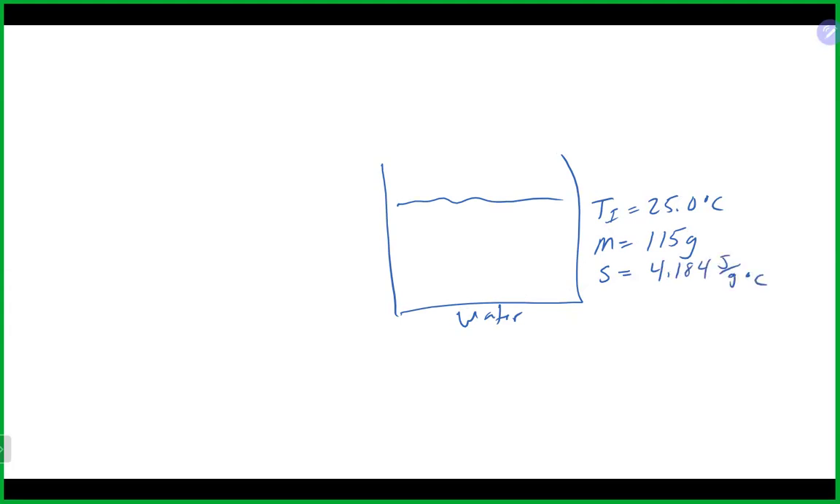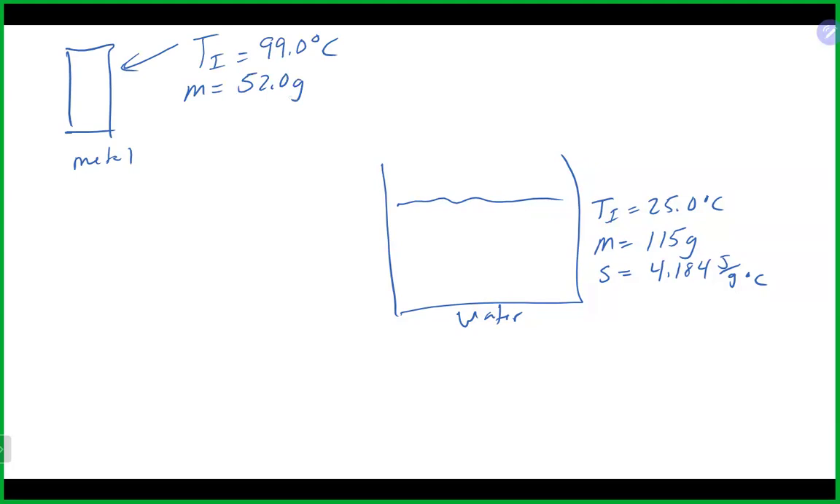Let's say, though, that we took a piece of metal, like you'll do next week. Take a piece of metal, and let's say we heated this piece of metal up to an initial temperature of, we'll go with 99.0 degrees Celsius. Let's just say it had a mass of, we'll do 52 grams. And we want to know what is the specific heat capacity for the metal. So we're trying to figure out what is the specific heat capacity for this metal.